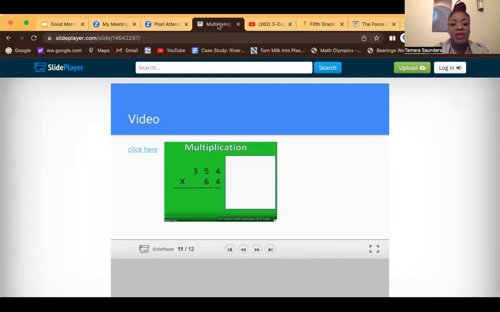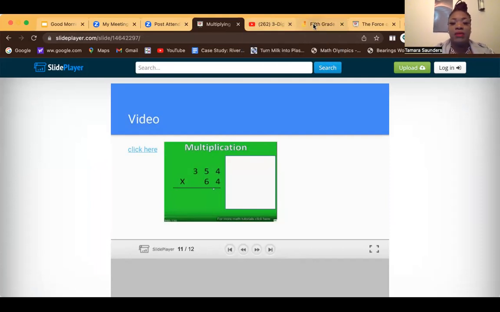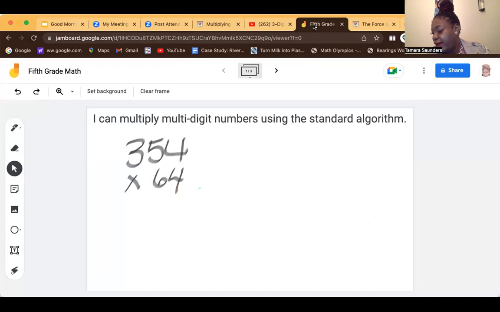So we have 354, and we're going to be multiplying that by 64. 354 times 64. All right. So there we go. We have our problem written out. And so remember, we're going to take this 4. I'll just show you. I'm going to go ahead and circle the 4. That's what we're multiplying by initially.